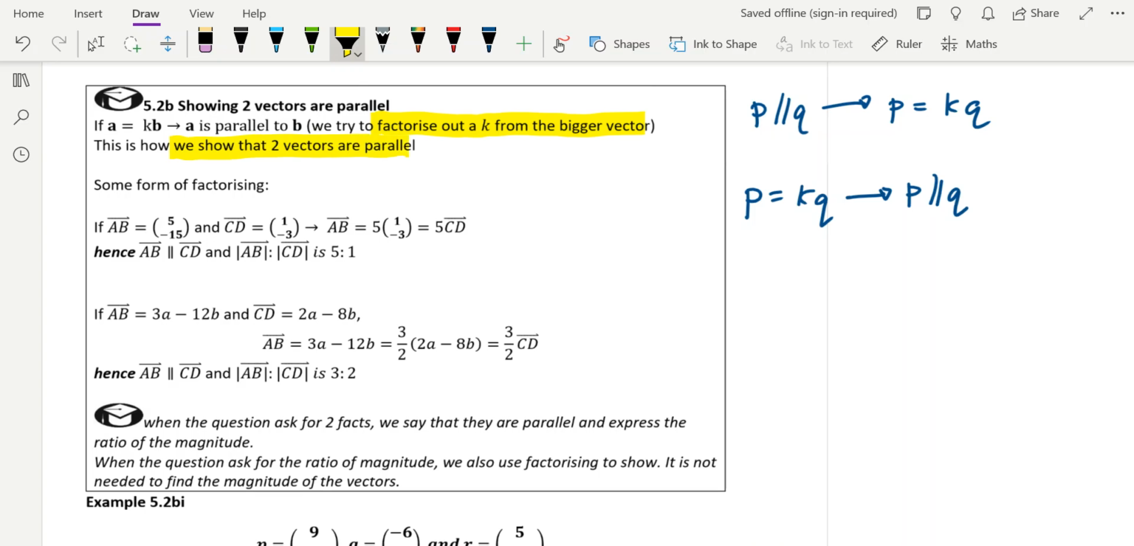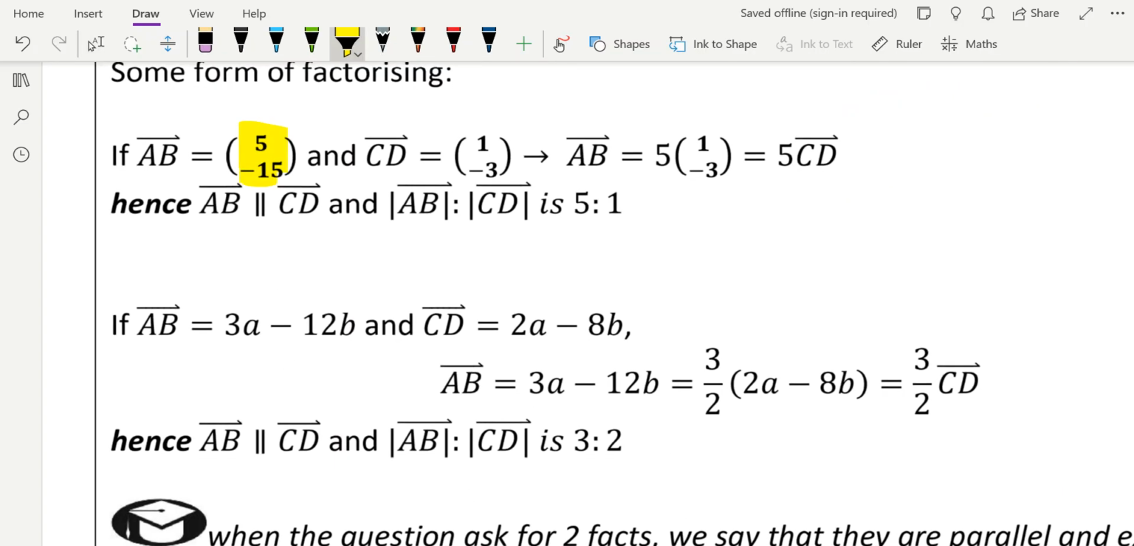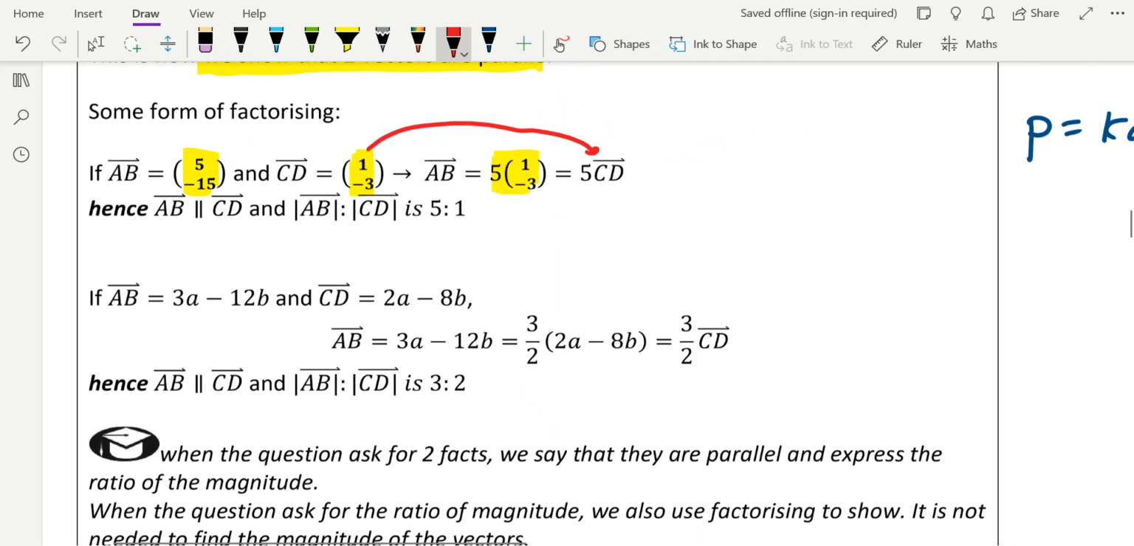So you see some form of factorizing. Now AB is equal to (5, negative 15) and CD is equal to (1, negative 3). It's very obvious that you can factorize out a 5 from AB. So AB is, you take out a 5, (1, negative 3), and then (1, negative 3) can be replaced by CD. So what does it mean? I found that AB is equal to 5 times CD.